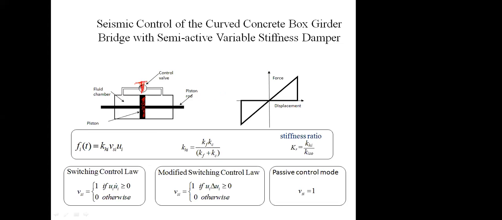So what happens if we close this wall? It will produce very high stiffness. Whereas if we open this control wall, the piston moves easily and very low stiffness can occur. So these two situations can occur for producing the damping force.